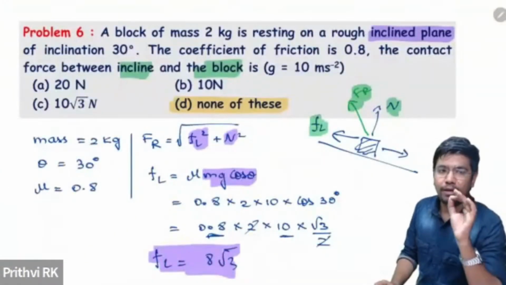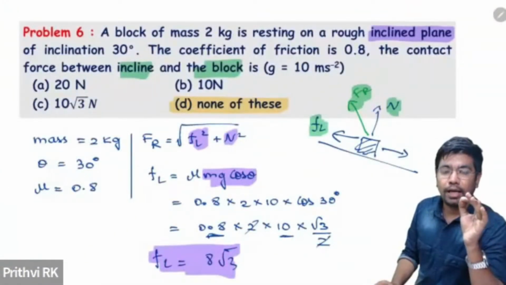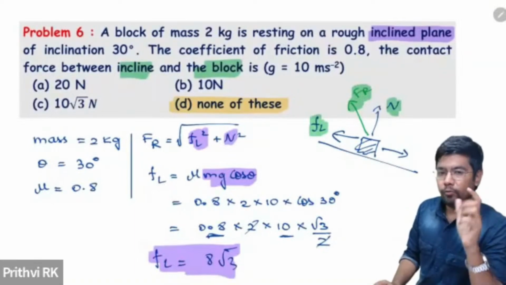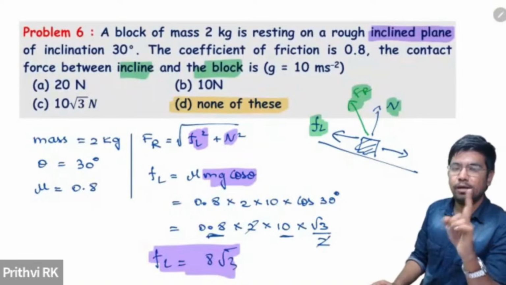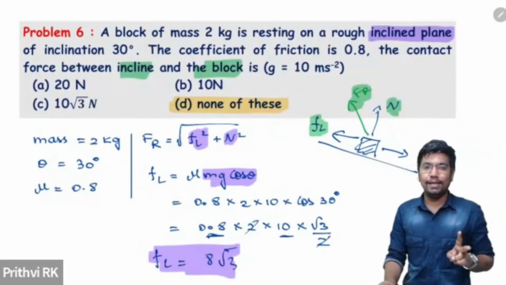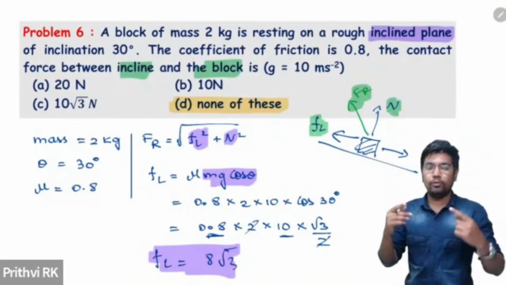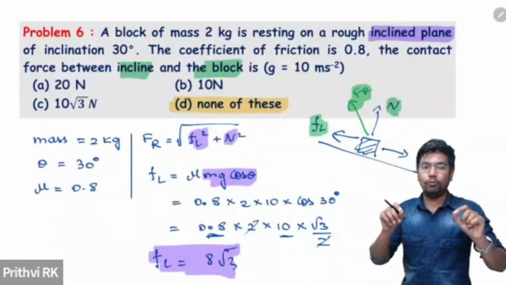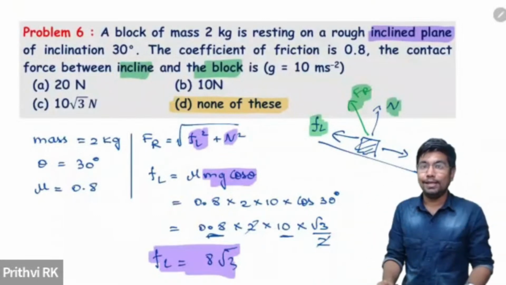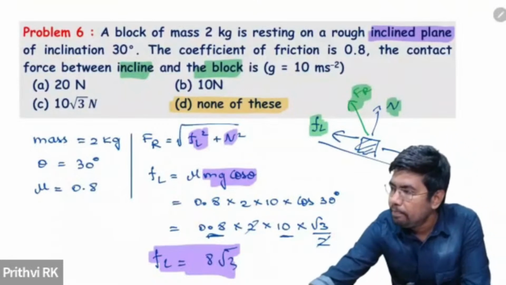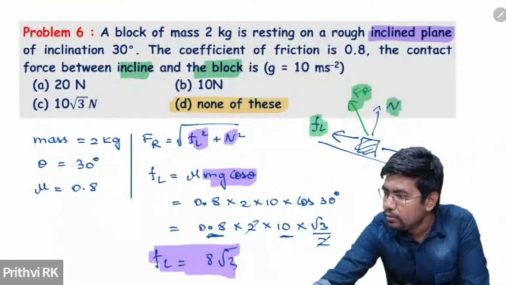Okay. So everyone has understood this sum. Whenever they are asking the contact force between the inclined plane and the block, first, mu mg cos theta is one term. The other is mg sin theta. For both these values, you have to find the answers and then substitute them in the resultant formula, root of FL square plus N square. In this, you have to substitute. Okay. So everyone has understood.